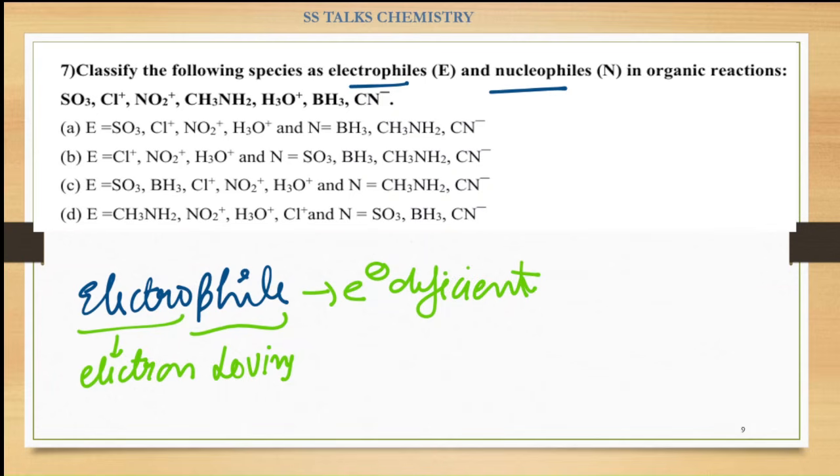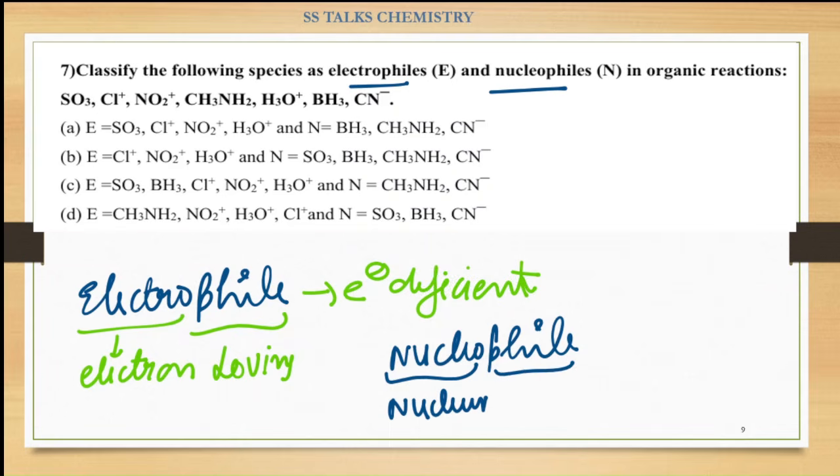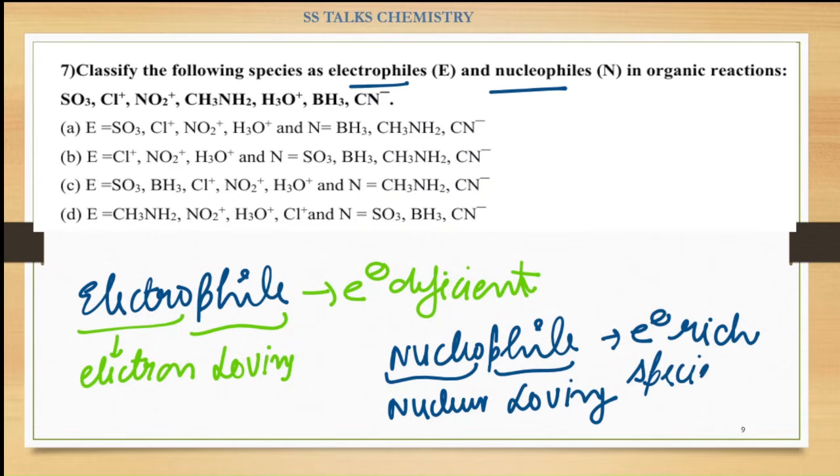Whereas the word nucleophile is again made up of two words. The word nucleo means the nucleus, and phile means loving. So nucleophilic species are those which are nucleus loving species. So which species will love the nucleus? The nucleus contains protons and neutrons, which means it carries a positive charge. So that means electron rich species are my nucleophiles. Right? They have an excess of electrons. So these are the basic things that you have to focus upon.